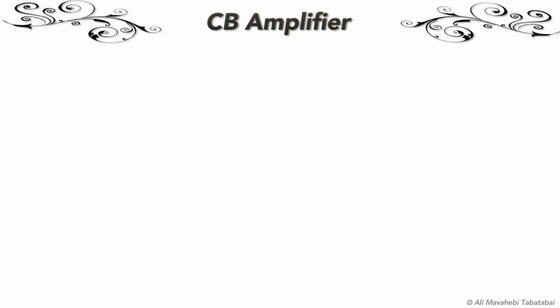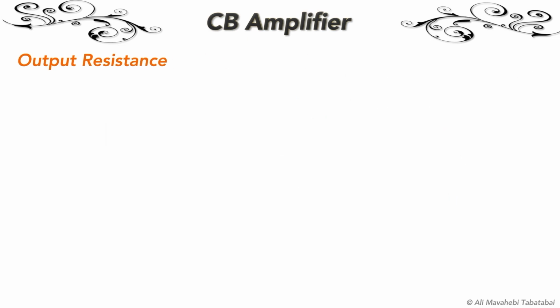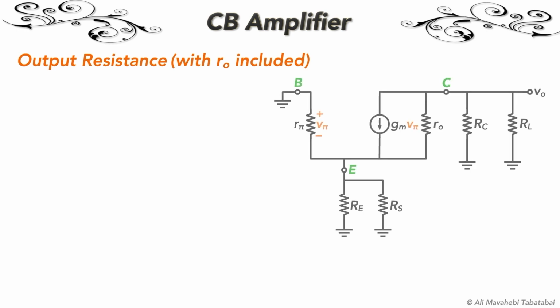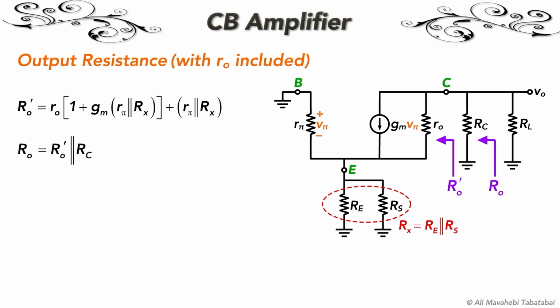If we ignore resistor Ro, to calculate the output resistance, we can simply use the T model, and the output resistance will be equal to the collector resistor. If the early voltage is not infinite and we need to include resistor Ro in the model, it is simpler to use the hybrid pi model. Let's first calculate resistor R'o, which is seen from the collector terminal. This circuit is similar to the common emitter circuit with emitter degeneration. So by using our previous knowledge, we can write the expression of R'o resistor. And the output resistance Ro is the parallel combination of R'o and Rc.